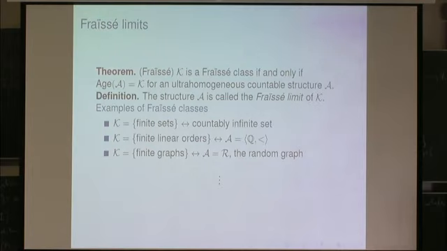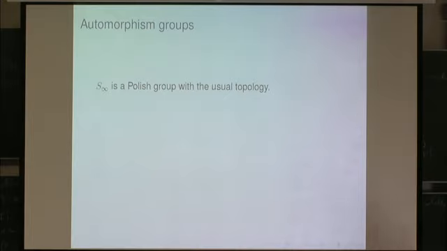And there are a lot of other examples. So this theorem somehow captures the idea of how to produce a limit object from a collection of finite objects. Okay, so we'd like to understand the automorphism groups of the Fraisse limits. And for example, in the case of the infinite set, the automorphism group is just the permutation group, which I will denote by S infinity. And this is a Polish group with the usual topology.